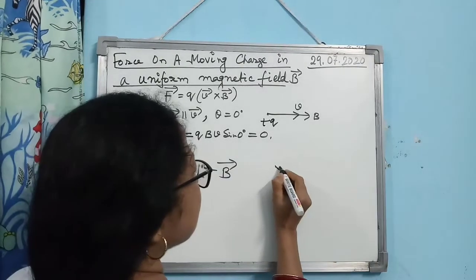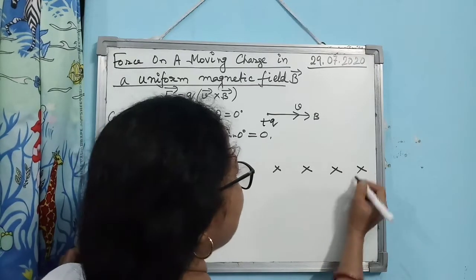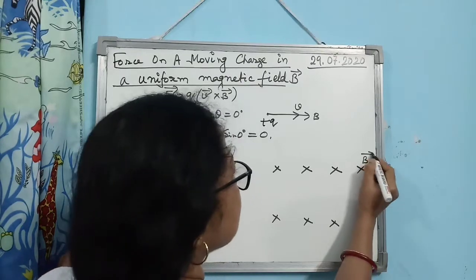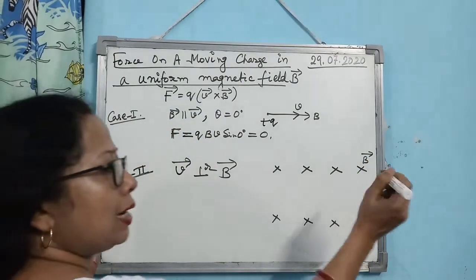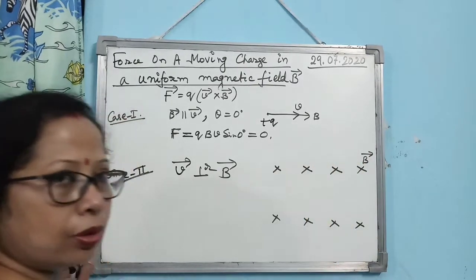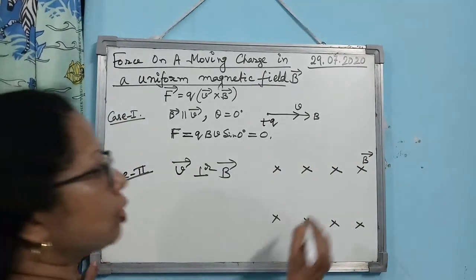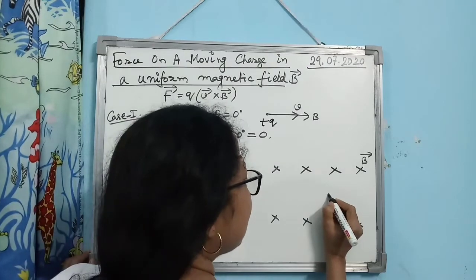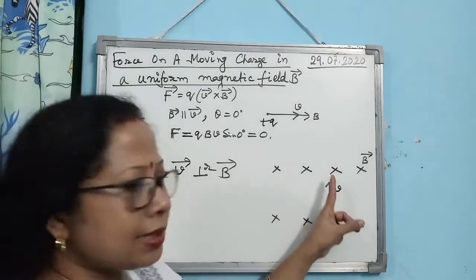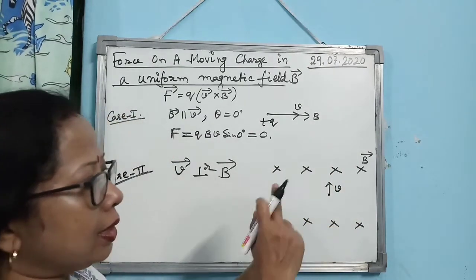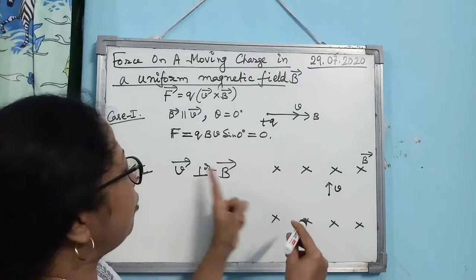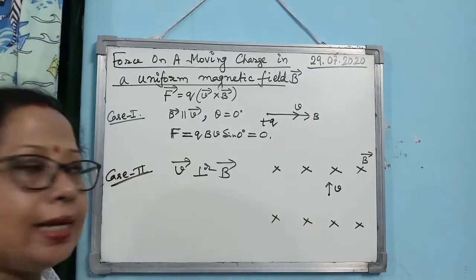Just consider this example. Suppose the magnetic field is perpendicular, the cross signs are representing the magnetic field. It means the magnetic field is in the inward direction, perpendicular to the whiteboard. And if you consider that the particle at this point is moving in this direction, then V is in this direction. Just consider my finger, this is the direction of V, and B is in this direction. B and V are perpendicular to each other.